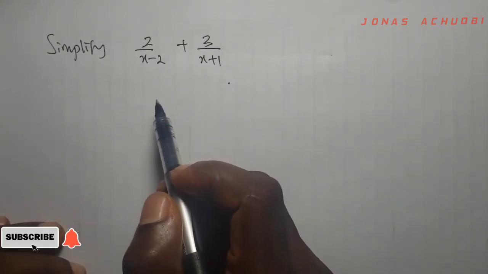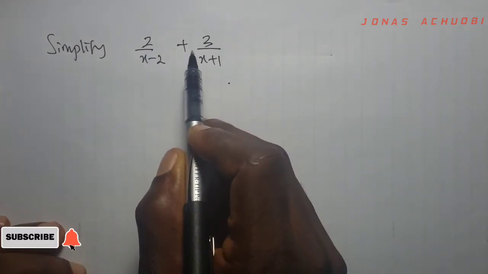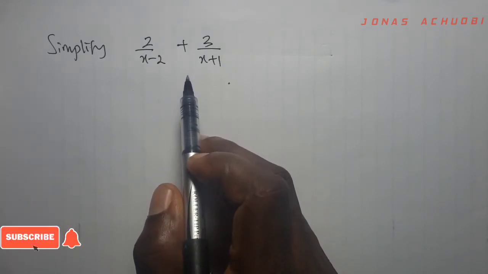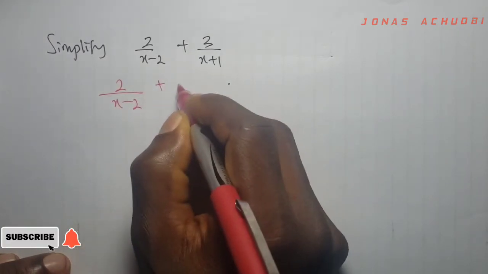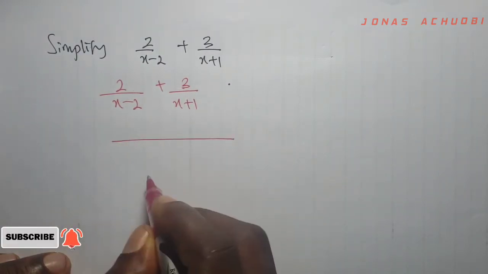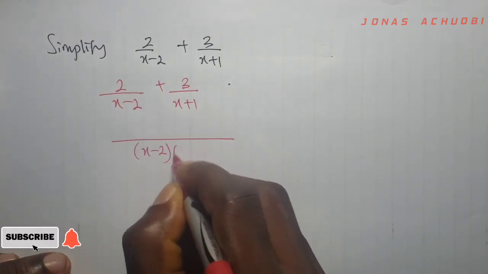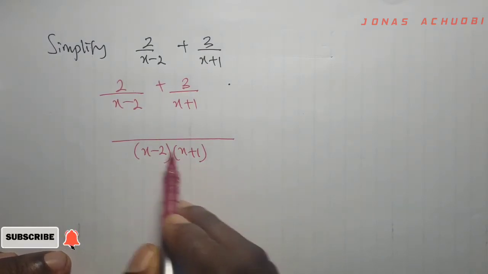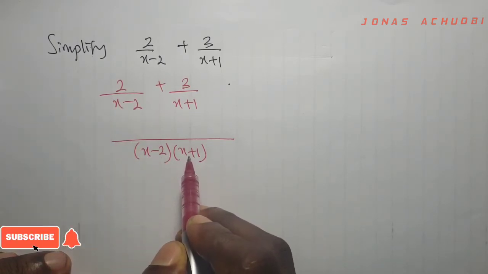A few grades before now, we often encounter problems like simplify 2 over x minus 2 plus 3 over x plus 1. So let us try now to solve this again and see where it leads. So we write out 2 over x minus 2 plus 3 over x plus 1. We take the LCM. So the LCM of x minus 2 and x plus 1 is x minus 2 and of course x plus 1. So if x minus 2, x plus 1 divides x minus 2 will cancel x minus 2, and what is left is what? X plus 1.